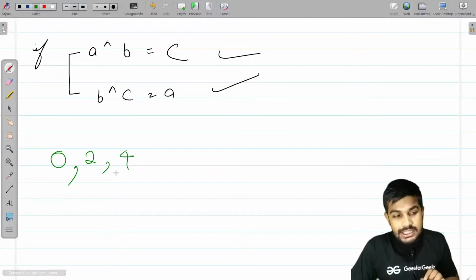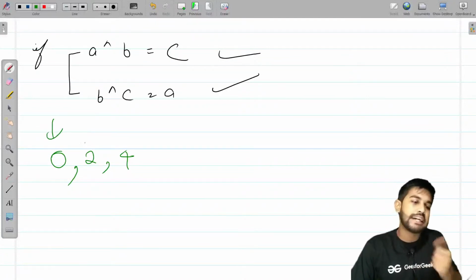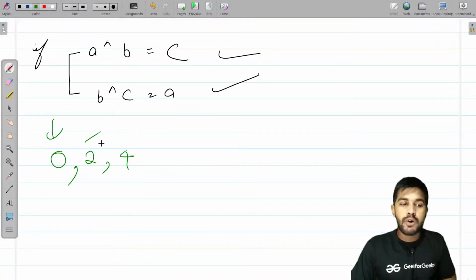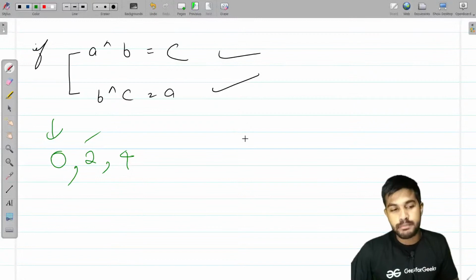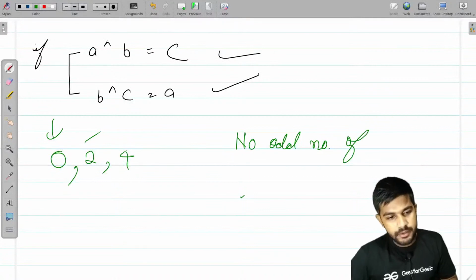So this is the thing: if no pairs exist, that would be 0. If one pair exists, then the other pair would also exist, that would be 2 itself. So we would never encounter an odd number of pairs.